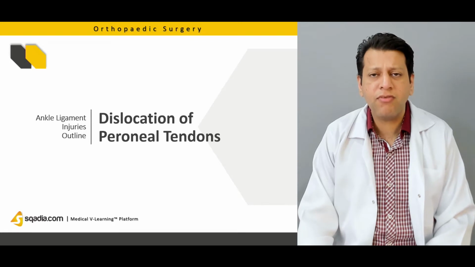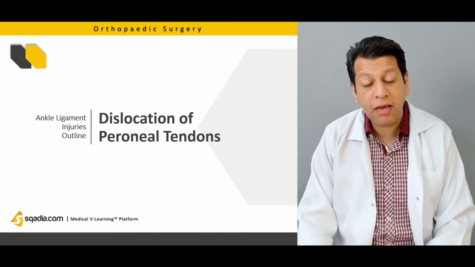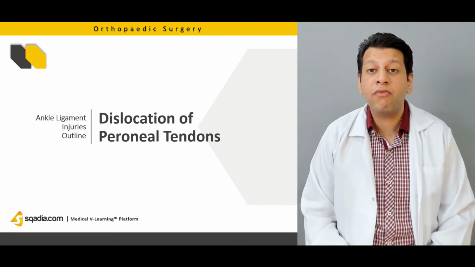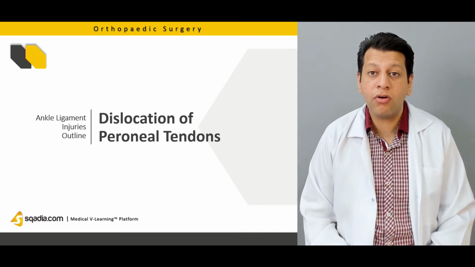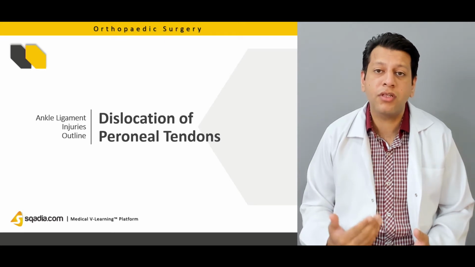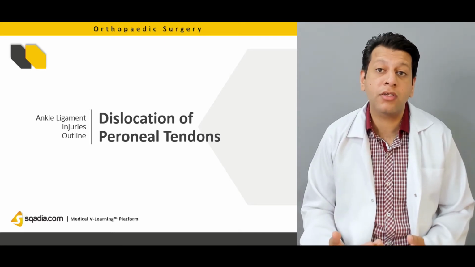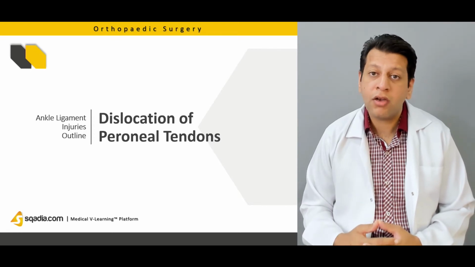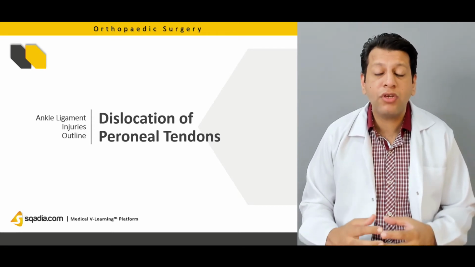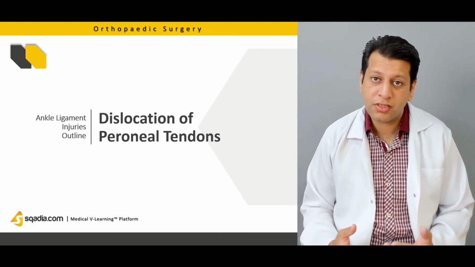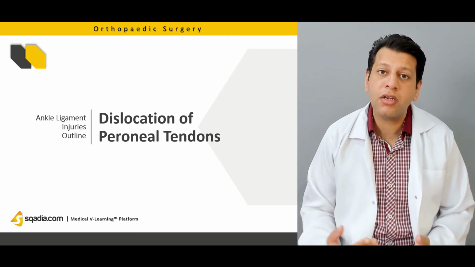Again, a relatively rare entity, but it can happen, especially if for any reason the superior and inferior peroneal retinaculum may get torn off or they degenerate over time. Or, for example, it may be acutely traumatic as well. In case of a sudden dorsiflexion of an inverted foot, this can lead to a tear in the superior and inferior peroneal retinaculum, which eventually predisposes these peroneal tendons, which is the peroneus longus and brevis, to either subluxation or complete dislocation.